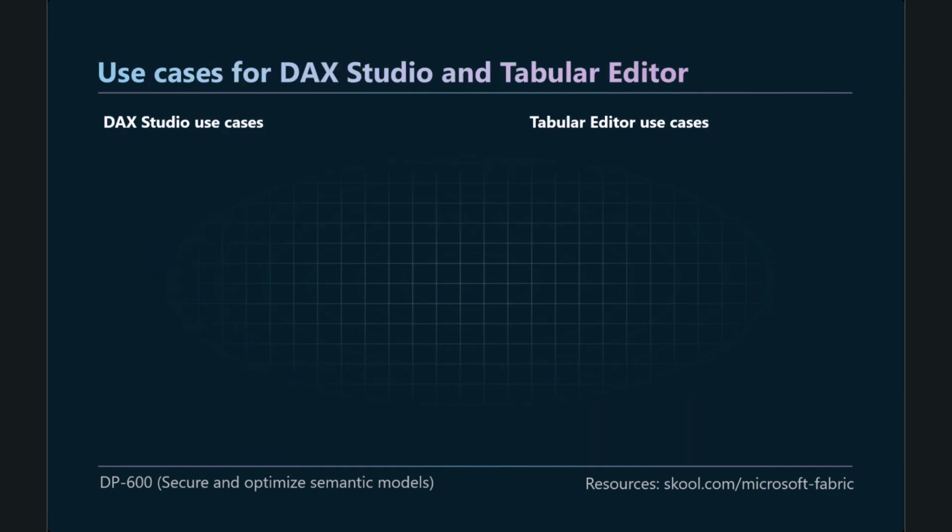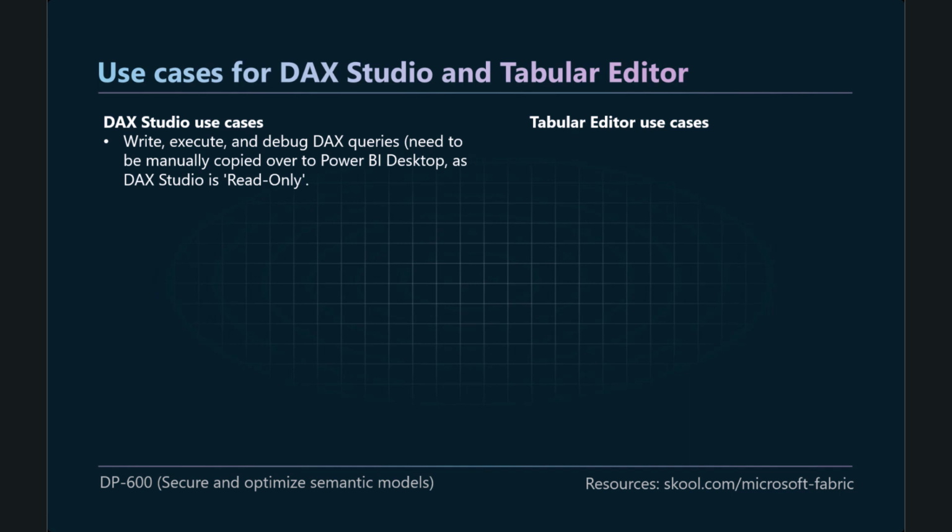So I've left these use cases for DAX Studio and Tabular Editor at the end here, just to review everything we've talked about when it comes to DAX Studio and Tabular Editor. On the DAX Studio side, we're going to want to use DAX Studio when we want to write, execute and debug DAX queries. But they do actually need to be manually copied over to Power BI Desktop, as DAX Studio is read-only. Now, since, as I mentioned previously, Power BI Desktop now has the DAX query view, you can actually write and execute DAX queries and view the results similarly to how you can do in DAX Studio, but that's a relatively new feature that didn't used to exist.